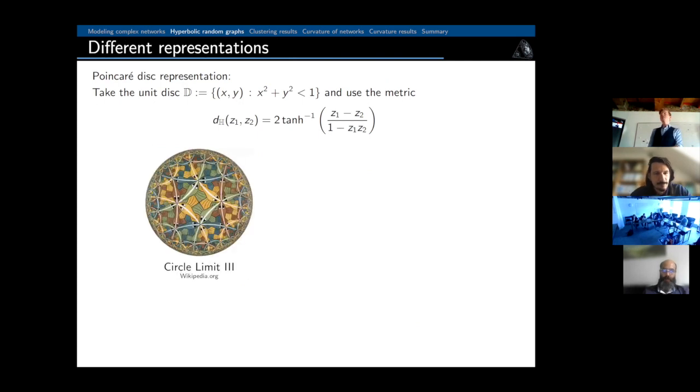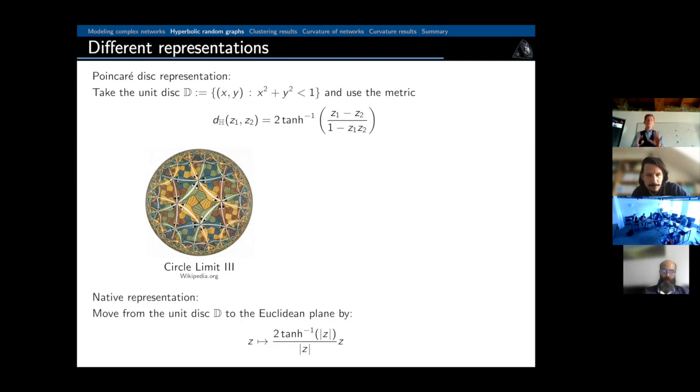You might have seen this. It comes up in pictures by Escher, and this is one. It's called Circle Limit 3, I think. The tiles that you see here are actually in the hyperbolic space, and this is the Poincaré representation of that hyperbolic tiling with these fishes.